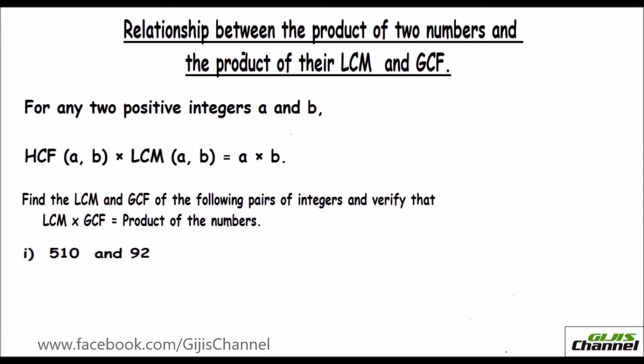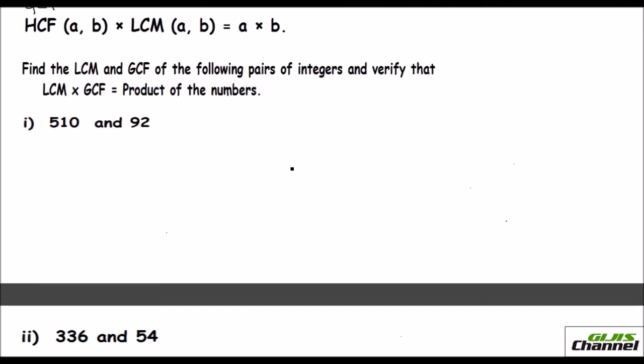Today we are going to see the relationship between the product of two given numbers and the product of the LCM and GCF. For any two positive integers, which I have taken as A and B, the HCF is nothing but the GCF. HCF is highest common factor and GCF is greatest common factor. Both mean the same. So the product of HCF and the LCM of these two numbers will be equal to the product of the numbers itself. Okay. So let us see with an example.